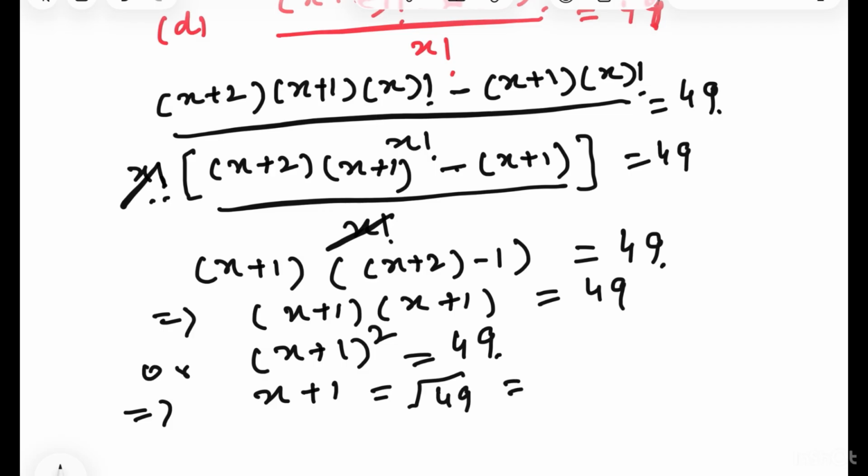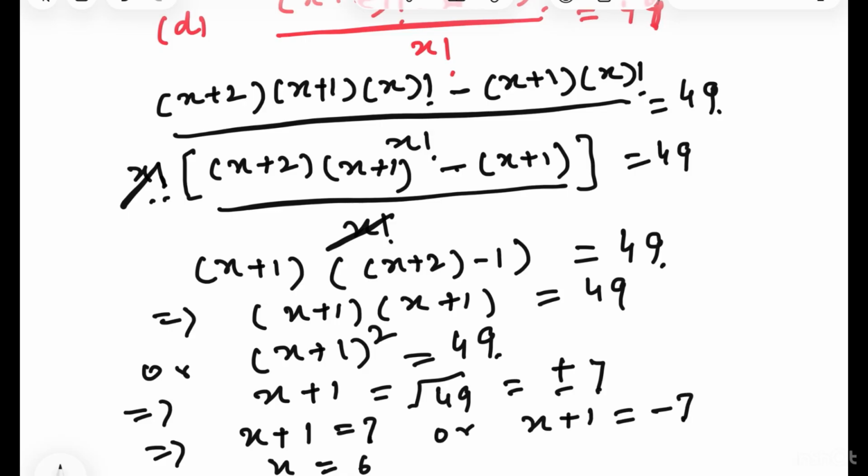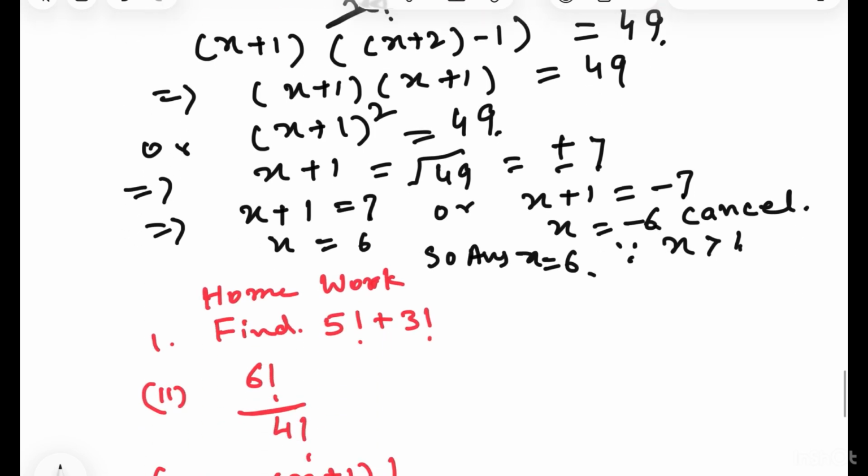देखिए जब हम अंडर रूट का आंसर लिखते हैं प्लस माइनस 7 करते हैं, माइनस 7 का भी स्क्वायर 49 आएगा, प्लस का भी आएगा. तो x plus 1 is equal to 7, x is equal to 6, और x plus 1 is equal to minus 7, x is equal to minus 6. ये कैंसिल हो जाएगा. क्यों कैंसिल होगा? बिकॉज x is greater than 1. So answer is only one answer, x is equal to 6. This is answer, right? Only this answer.